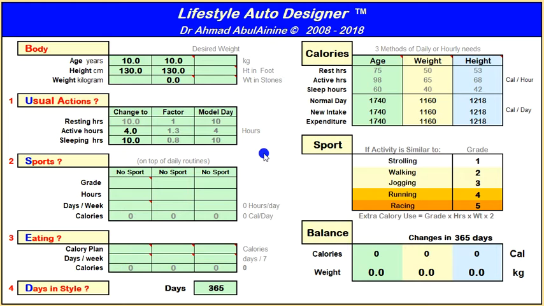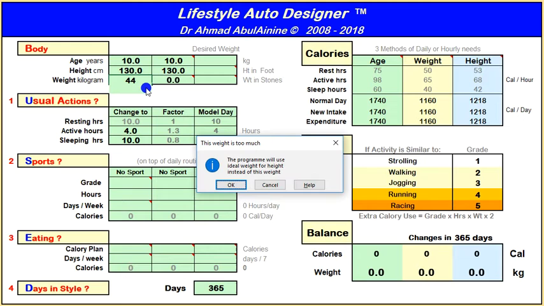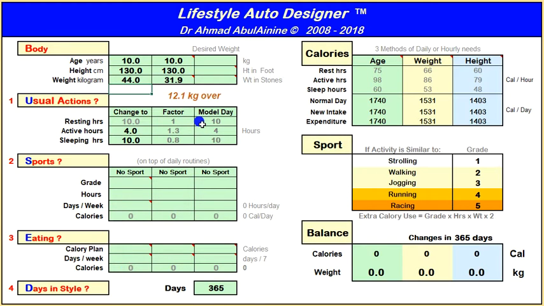Now let us go through the body size and interventions. Here we have an example of a 10-year-old person whose height is 130 centimeters. And now let us assume his body weight is 44 kilograms. Once you hit that, the calculators would recognize that this child is overweight and he has 12.1 kilograms of overweight, and the program recommends the highest possible reasonable weight for this child, not the ideal weight.